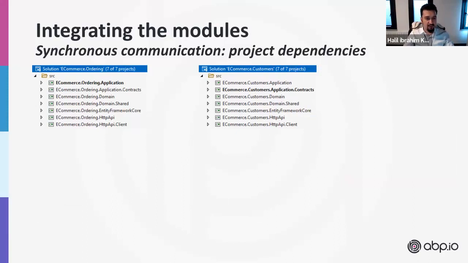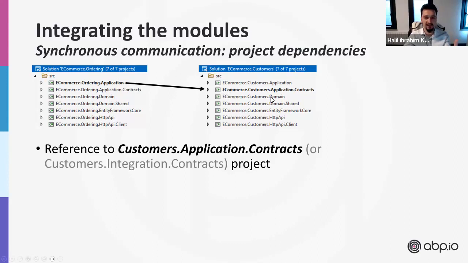Okay, for synchronous communication, if you have designed your solution structure like that, you may have an ordering module, which is already layered, and also a customer module. When you need to query the customer from the ordering module, all you need to do is get a reference to the application contracts package of the target module. You can even create a new package only for integration purposes, so you separate integration services from application services. However, I don't want to make the model more complicated.